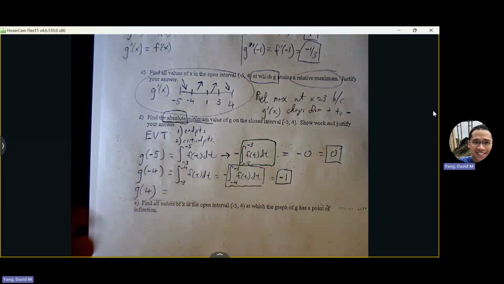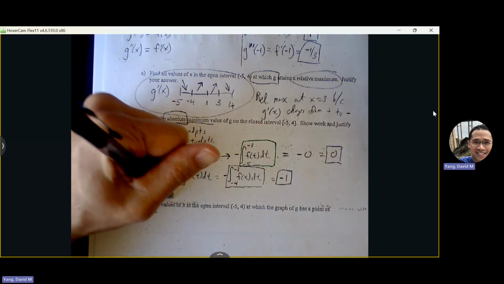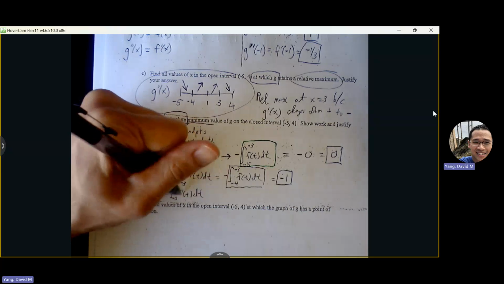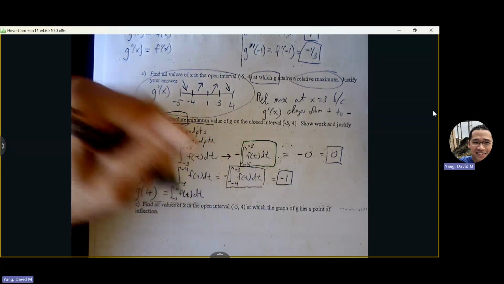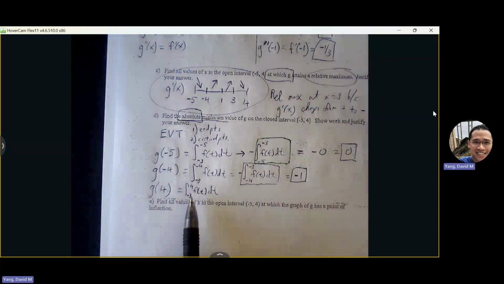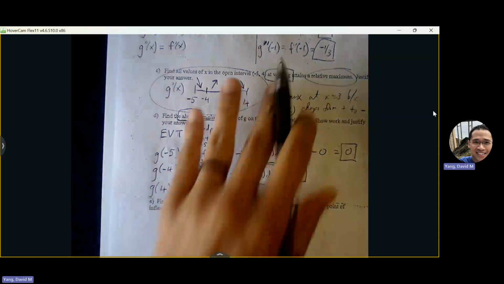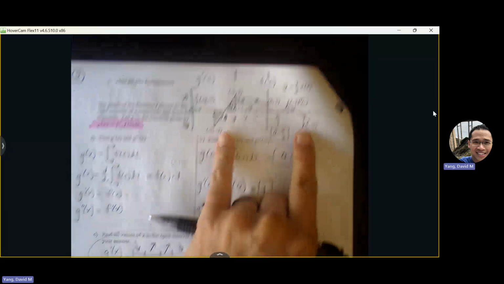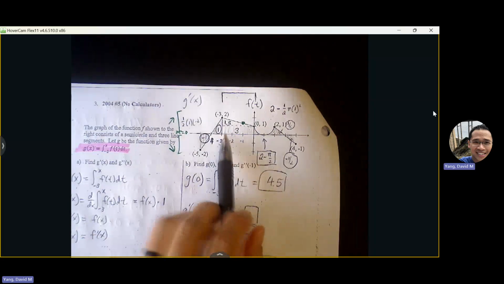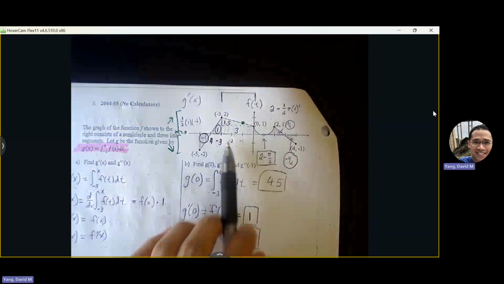Last piece, g of 4. So -3 to 4, f of t dt. Again, we're just following what the definition says. And then we can take a step back and ask, do we need to make adjustments? Is this okay? Yes. So now we're going to add up basically most everything that we see in front of us. We've already found all the regions here. So from -3 to 4.